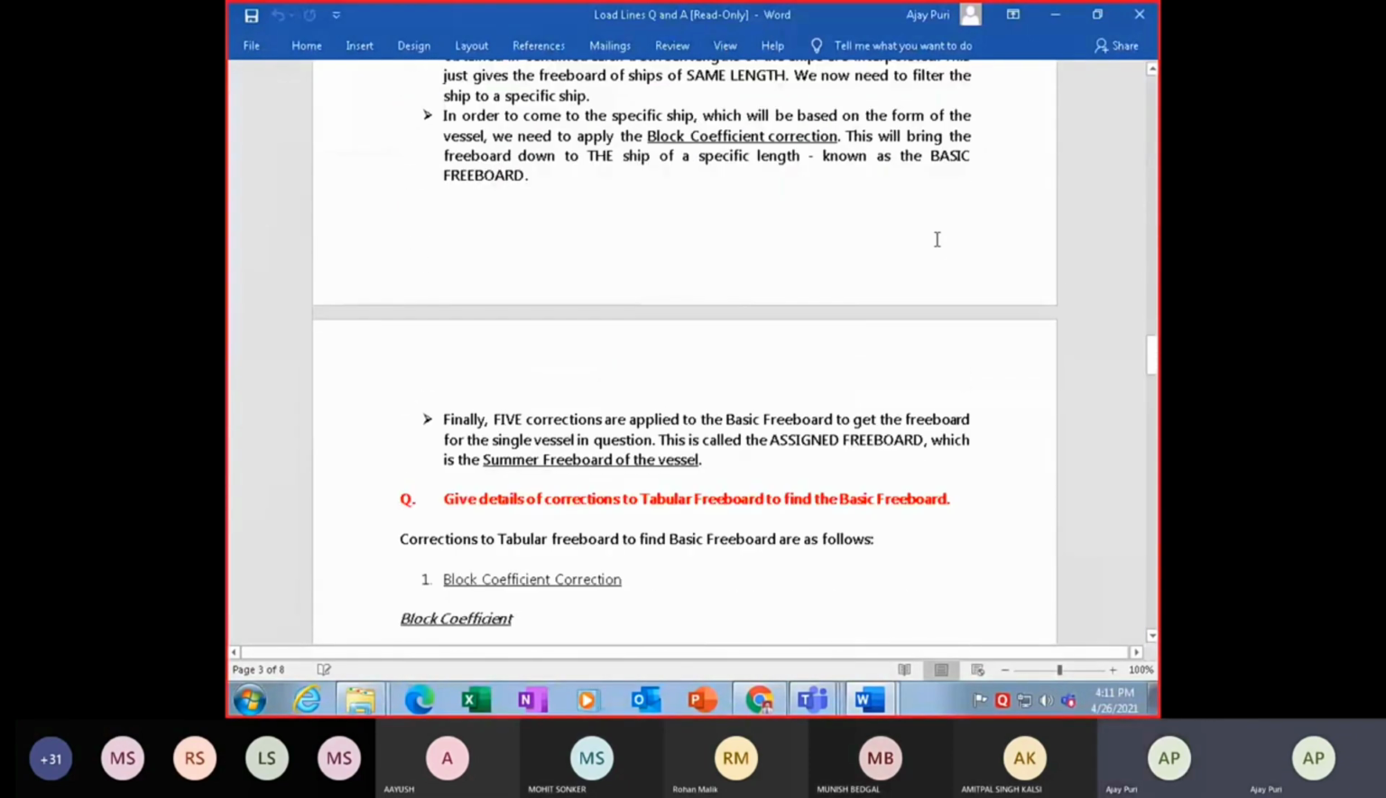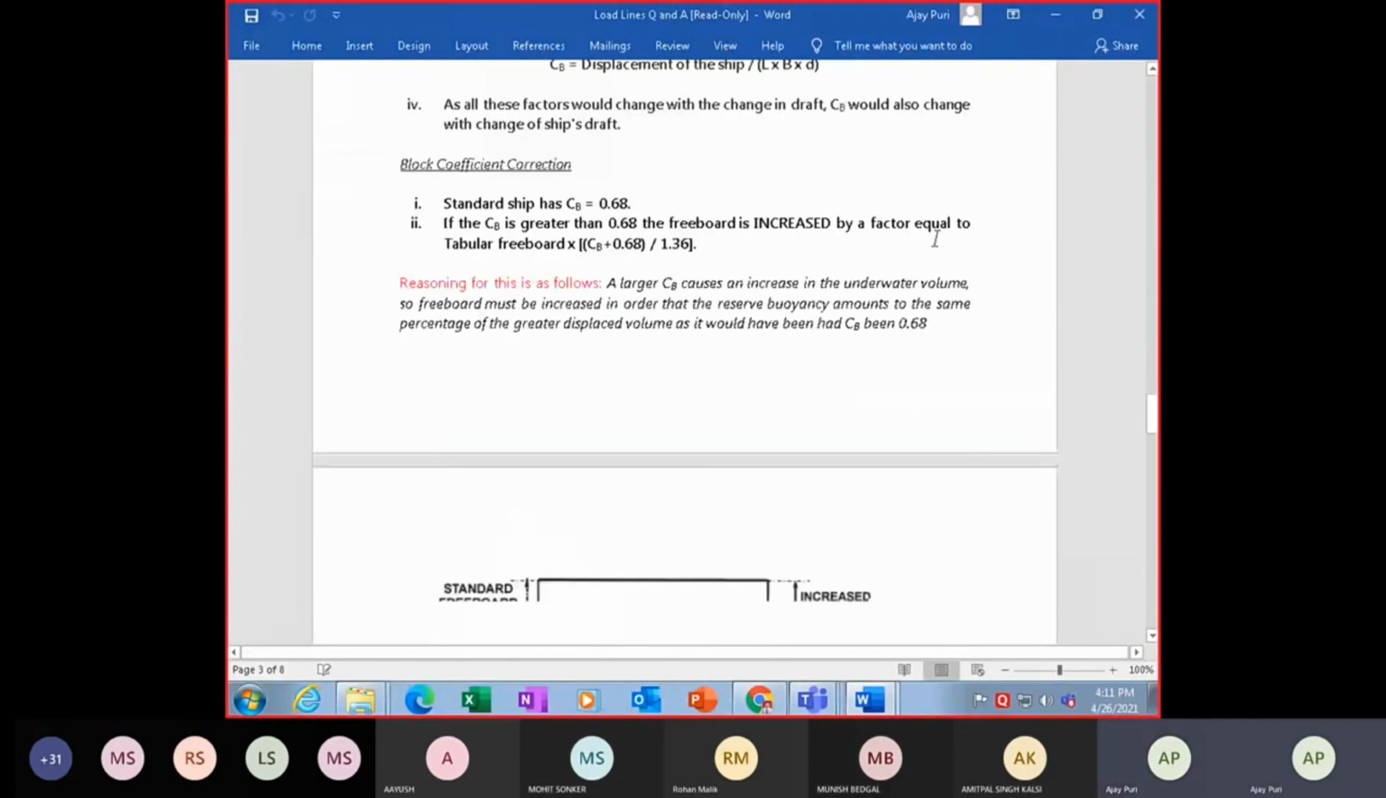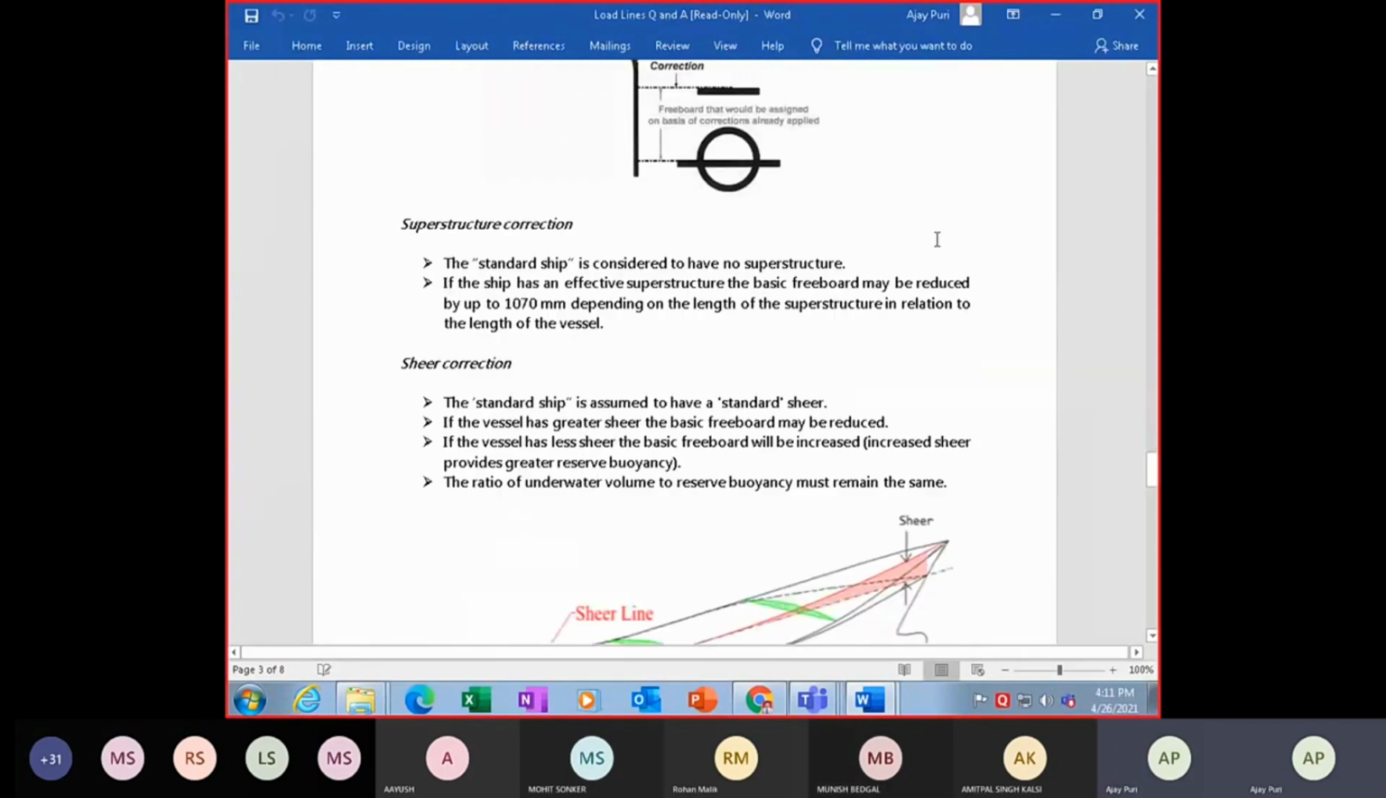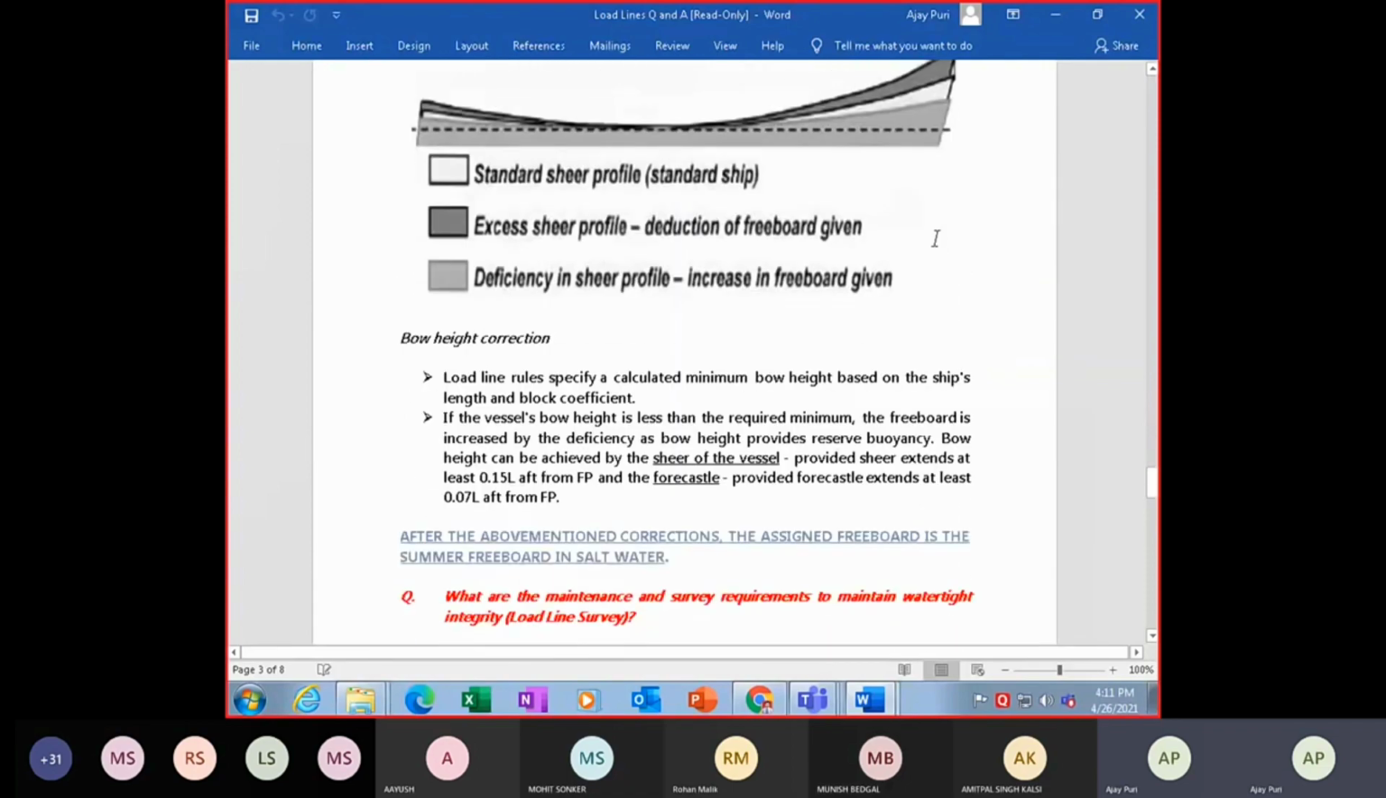So notes you can read for your remembrance and all. These notes are given to you. I've already sent to you these in question and answer form.